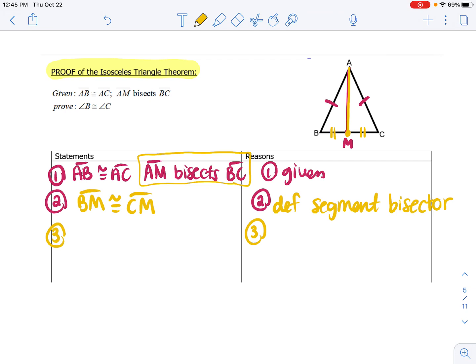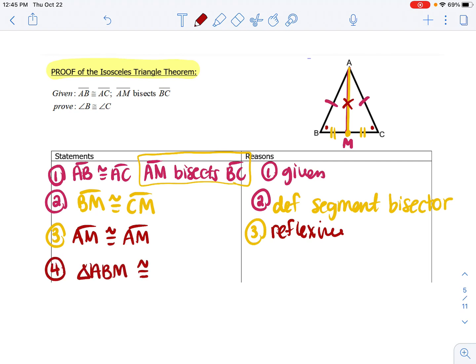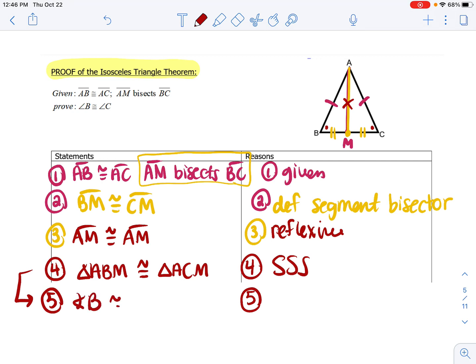Okay, so we're trying to prove angle B is congruent to angle C. Can we prove that these two triangles are congruent? We recognize we also have a reflexive side. So triangle ABM is congruent to triangle ACM through side, side, side.